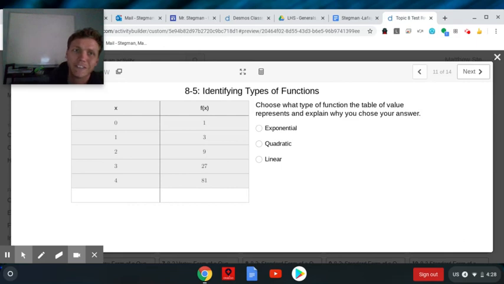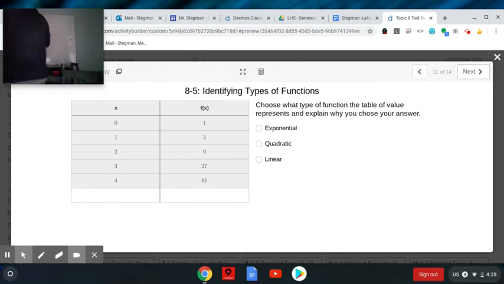Okay, 8.5, right? So for 8.5, we're talking about different types of functions. So we have 3 main different types of functions that we're working with. The very first type of function that we talked about this year was linear. The second one was exponential. And the third we're working with right now is quadratics. So how do we tell the difference between them?